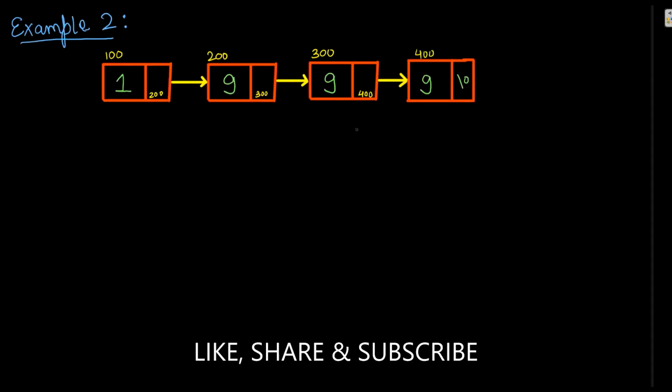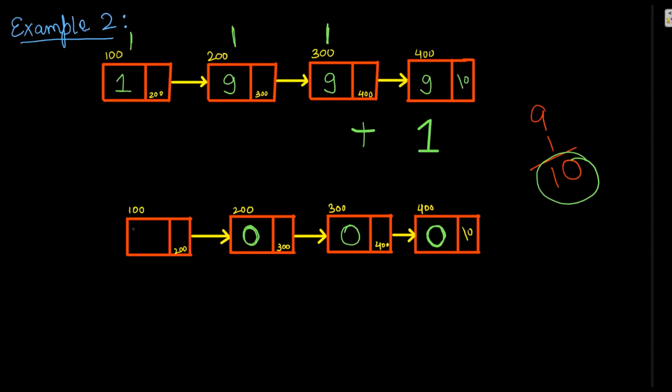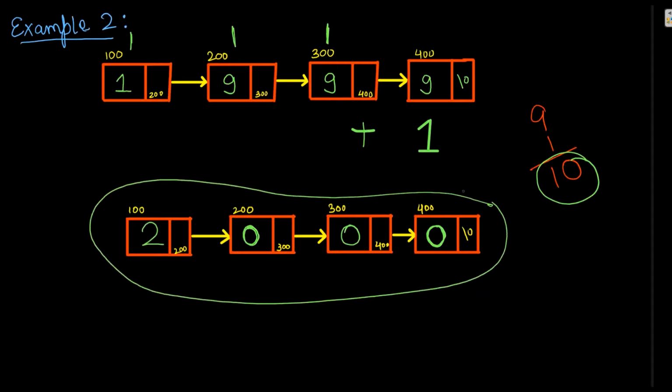1999 and I need to add 1 to this number. When I add 1 to this number, 9 plus 1 will be 10. Out of this 10, 0 will be written here and 1 will go to carry. 9 plus 1 again 10. Again 1 will be in carry. 9 plus 1, 10. 0 will be written here and 1 will be in carry. At last 1 plus 1 will be 2. This is what we needed in our output.